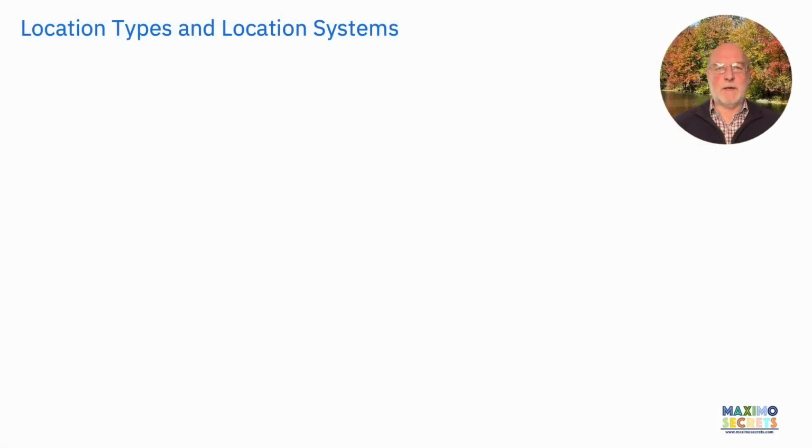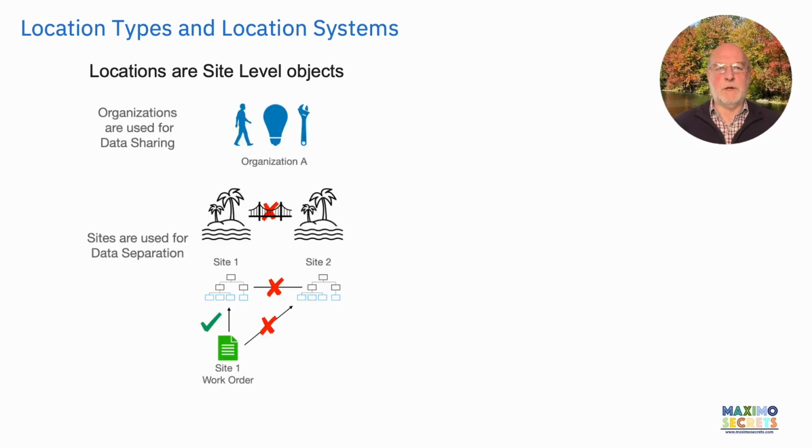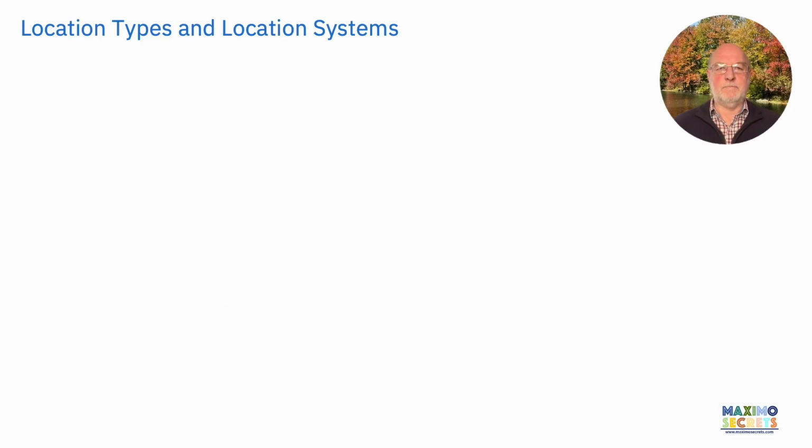The Locations application is found in the Assets module and is a site-level object. Remember that in Maximo's multiple organizations and sites data structure, a site is for data separation and an organization is for data sharing. Locations cannot be related to other locations that exist in different sites, contain assets from other sites, or be referenced on work orders for other sites.